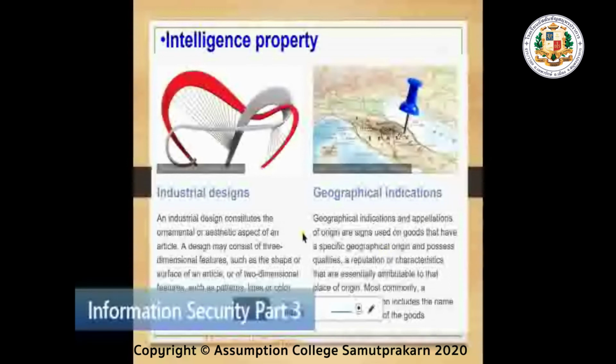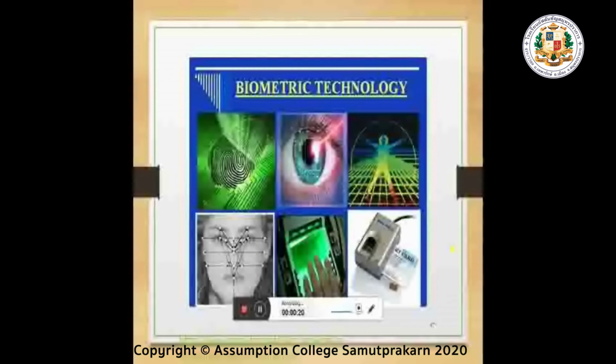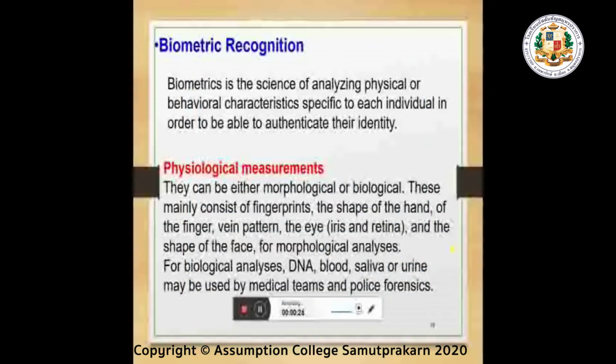For the next topic, we will discuss biometrics technology. Biometrics, or biometric recognition, is the science of analyzing the physical and behavioral characteristics of persons to enable their authentic identity. It can be morphological or biological. It consists mainly of fingerprints, the shape of your hands or fingers, your vein pattern, your eyes, like your iris and retina, and the shape of your face. That is morphological analysis. And biological analysis includes the DNA, the blood, the saliva or urine that may be used for medical and police forensics.